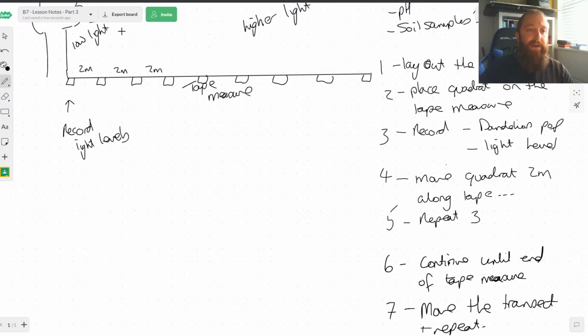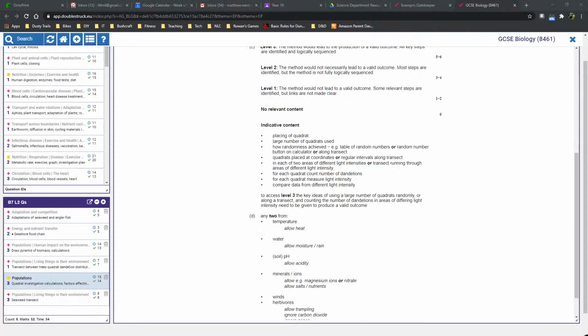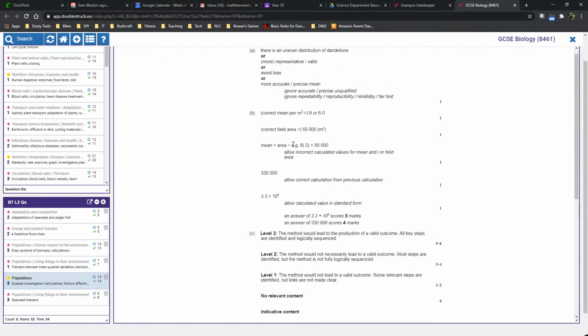And if we go back and have a quick look at the question on this one, we've got placing the quadrats, we've got some way of achieving a random placement. You go along a transect line, at regular intervals, that's our 2 meters, in different areas of light intensity, or the transect running along, so we've got that one down. For each quadrat, we're going to count the number of dandelions, we're going to measure the light intensity, and then we're going to compare the data. That's pretty much most of the steps that we had down there.